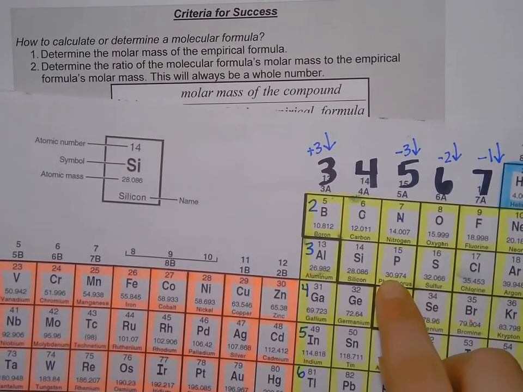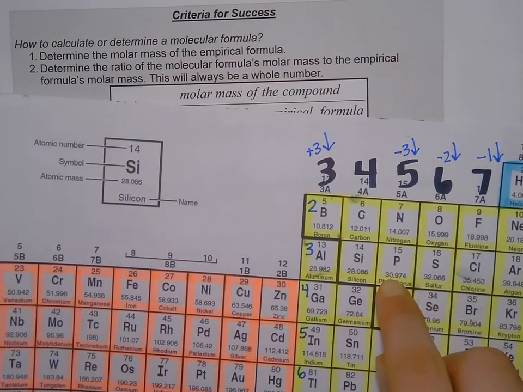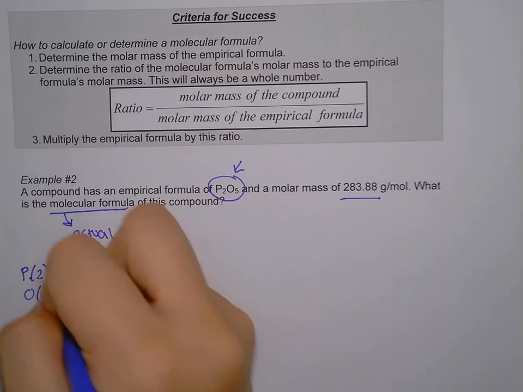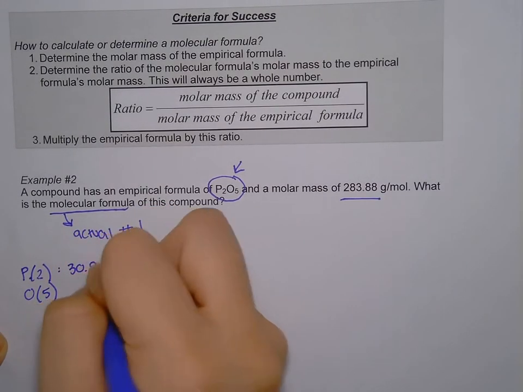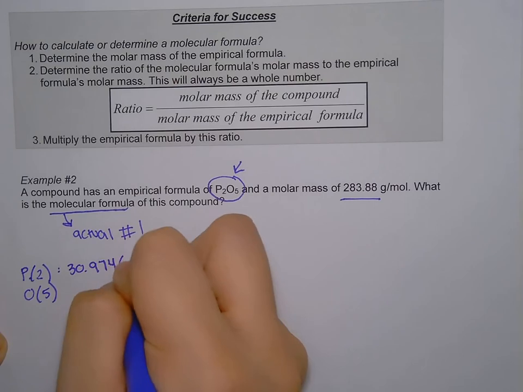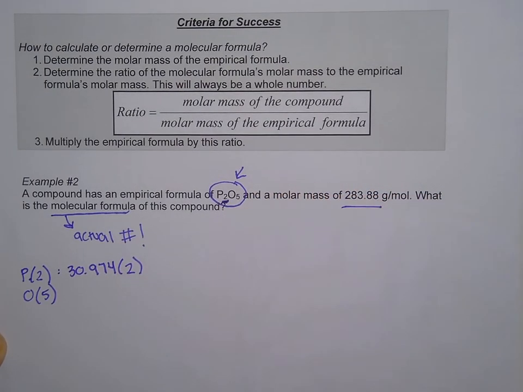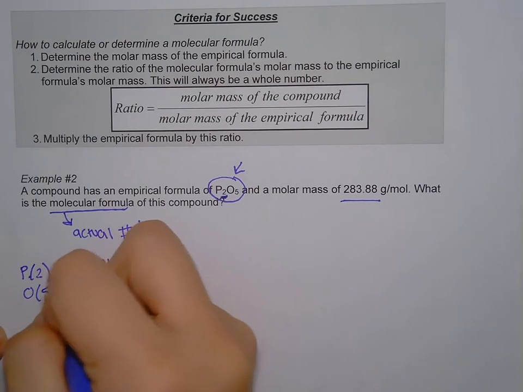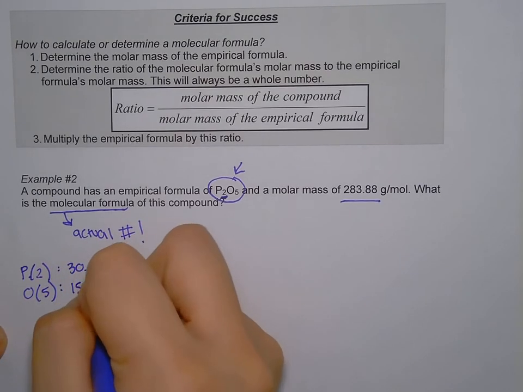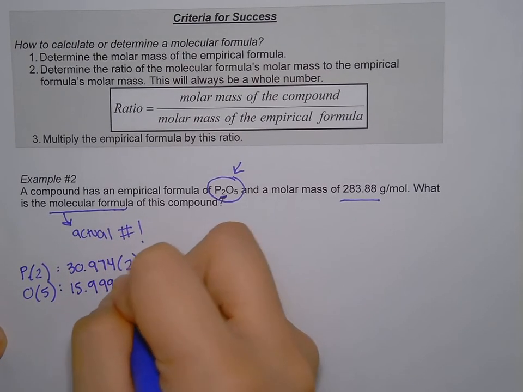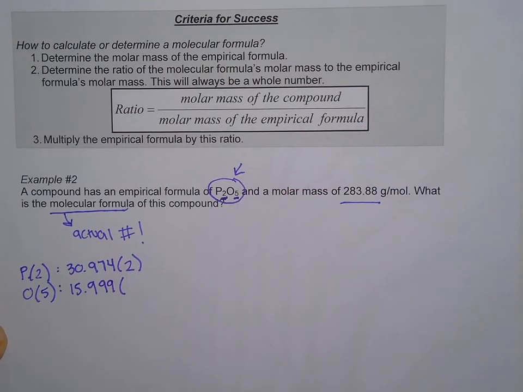Phosphorus has a molar mass of 30.974. However, there are 2 phosphorus atoms because of my little subscript 2. And then oxygen, I have it memorized that it is 15.999, and I have to multiply that by 5 because of the 5 subscript.